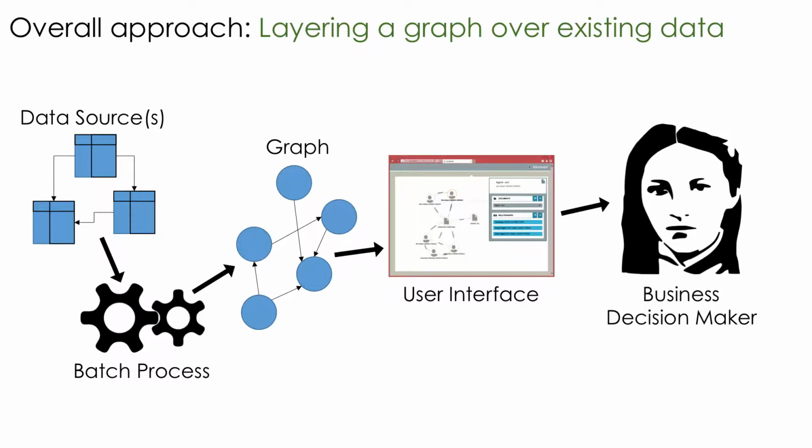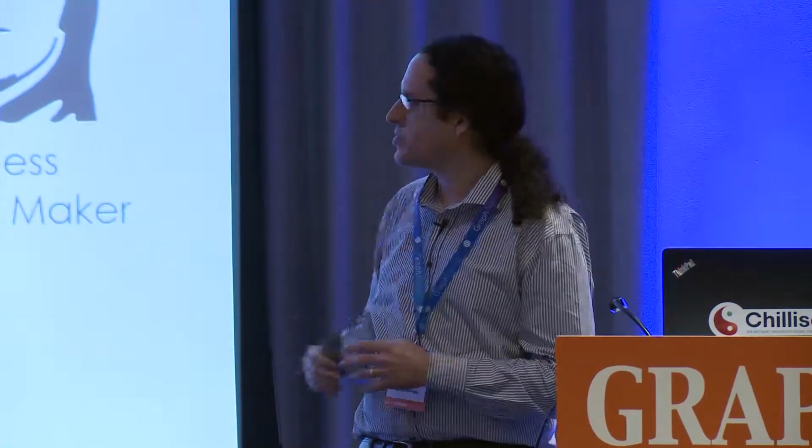The overall approach is a way to layer a graph, in this case Neo4j. Where you see graph, read Neo4j. What we're doing is taking the source data, processing it through a batch process, and generating a graph. From there, we've built some basic user interface capability for users to explore the graph.